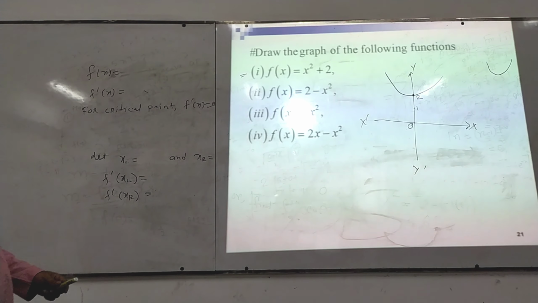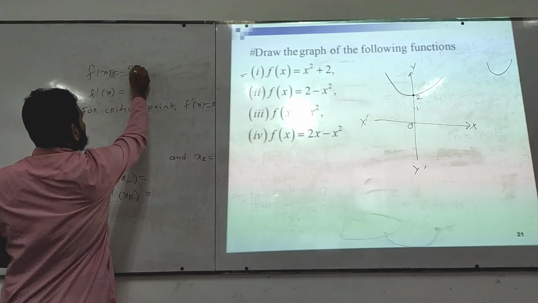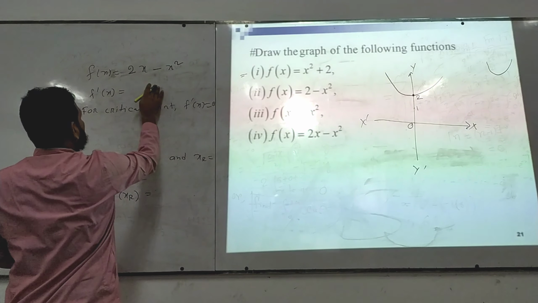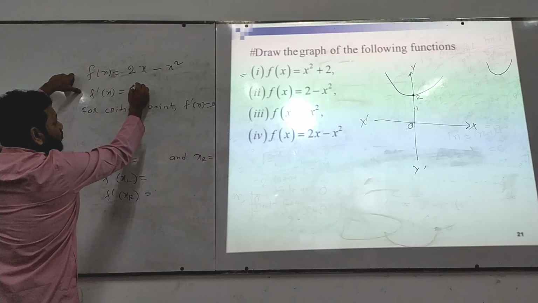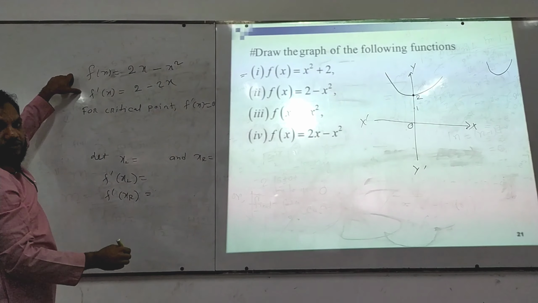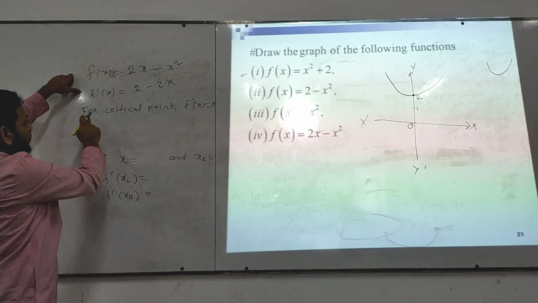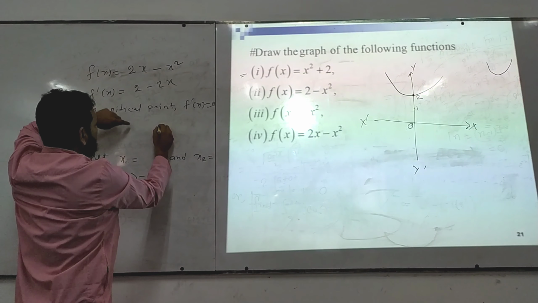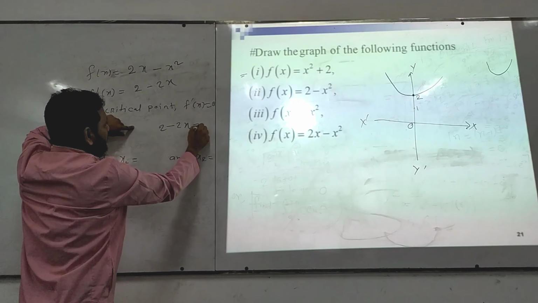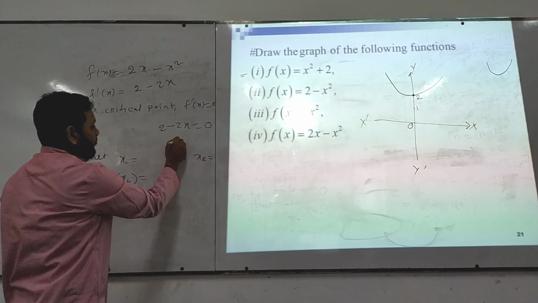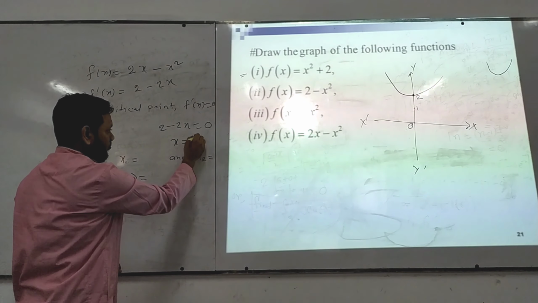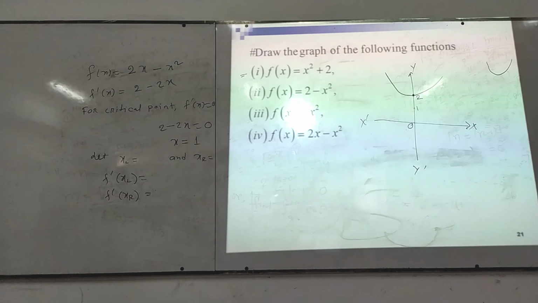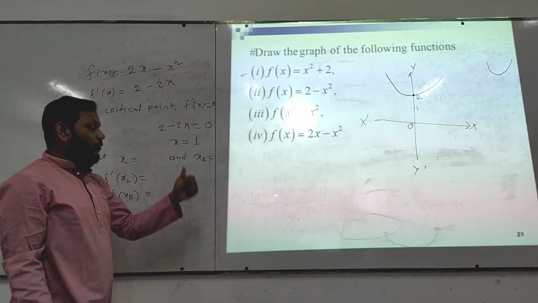what is f of x? F of x equal to 2x minus x square. So what is f prime of x? 2 minus 2x, right? So for critical points, you can write 2 minus 2x equals to 0. That is x equals to 1. So our critical point is x equal to 1.